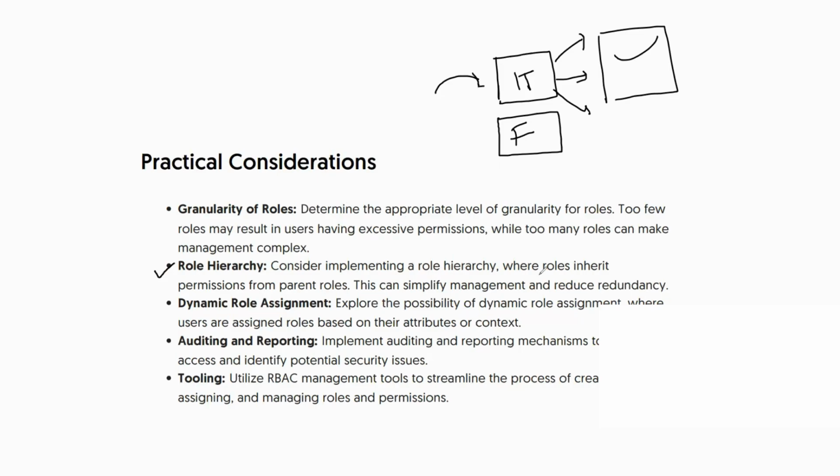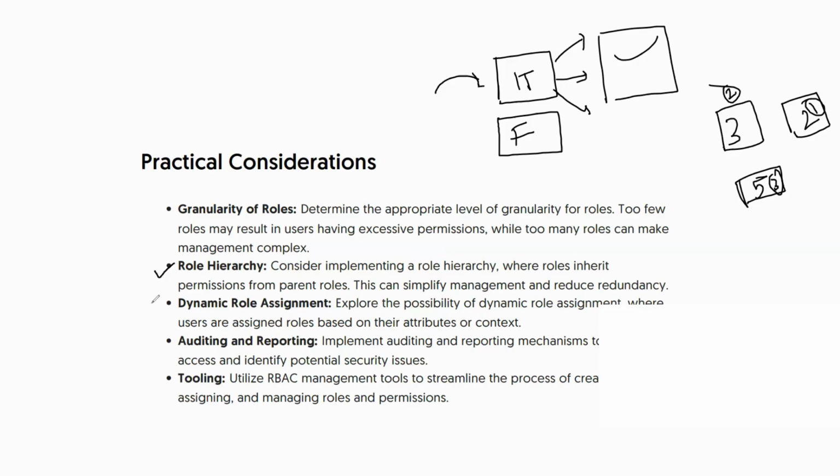Consider implementing a role hierarchy where a role inherits permissions from the parent role. This can simplify management and reduce redundancy. Or else you'll end up creating, for example, here you have 3 applications, here you have 2 applications, here you have 5 applications. But there are 2 applications common here, 1 application is common here, 3 applications are common here. You're simply creating multiple redundant roles, right?